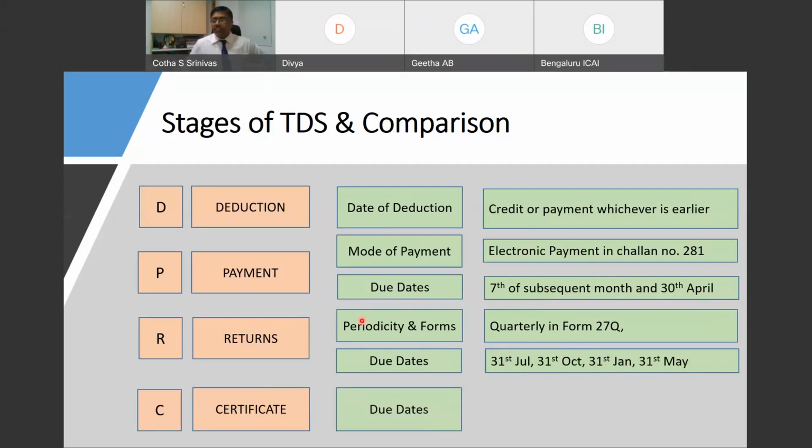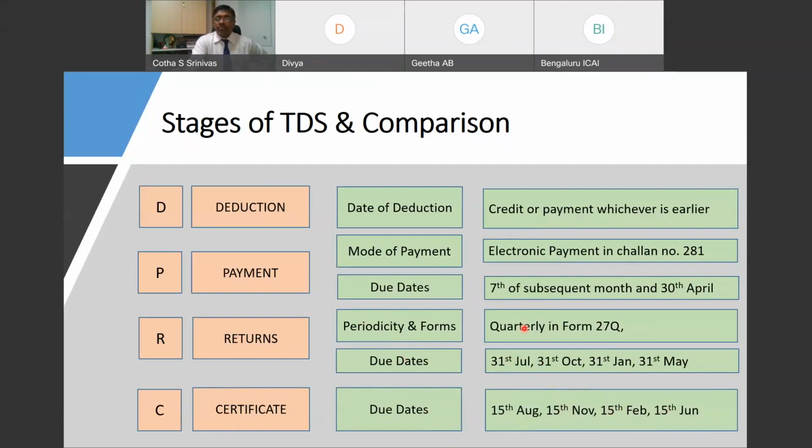Then due dates for issuance of certificate. After filing the returns, you have a due date of 15 days from the due date for filing the return of TDS. We have to issue certificates. The due dates will be 15 days from there: 15th August, similarly 15th November, 15th February and 15th June. All these due dates that I'm saying are as per the Income Tax Act, read with income tax rules.